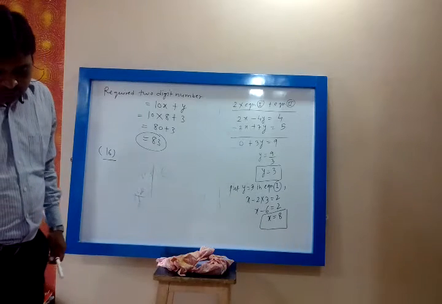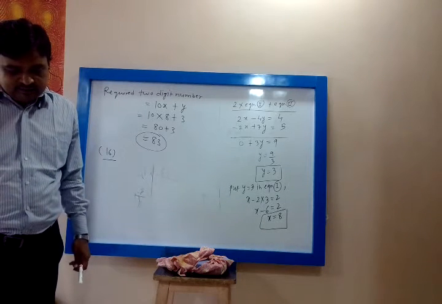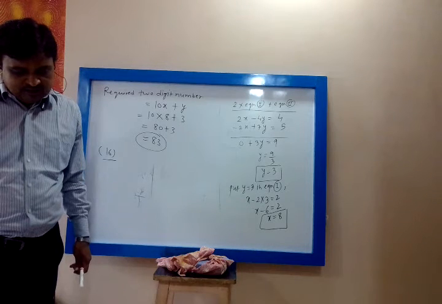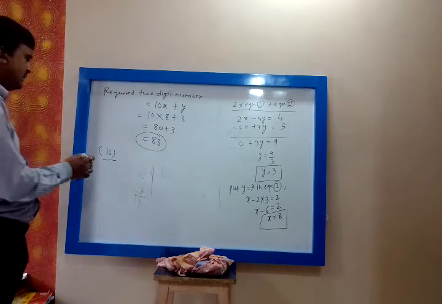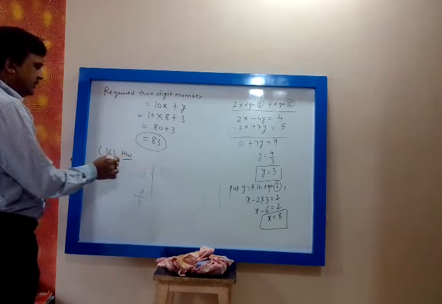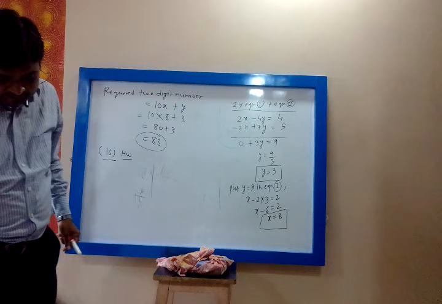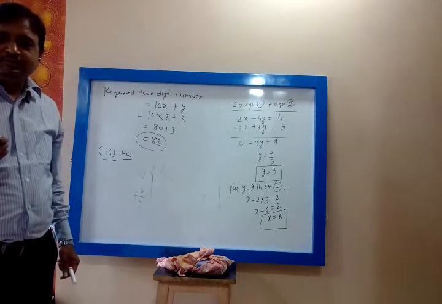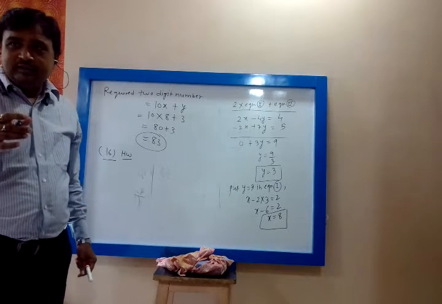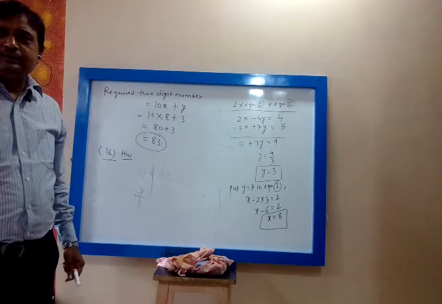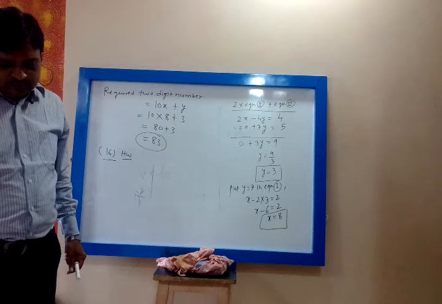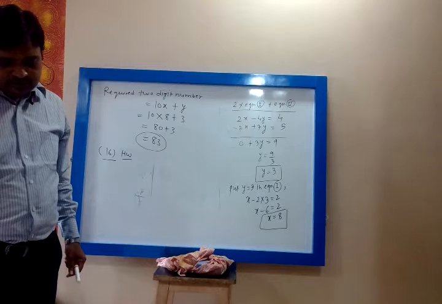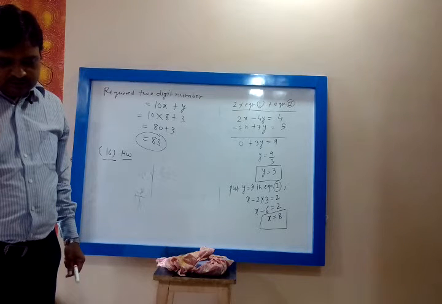16. 4 times a certain two-digit number is 7 times the number obtained on interchanging the digits. The difference between the digits is 4. Find the number. 16th I should give as homework. 17. The sum of a two-digit number and the number obtained by interchanging the digits of the number is 121. If the digits of the number differ by 3, find the number.